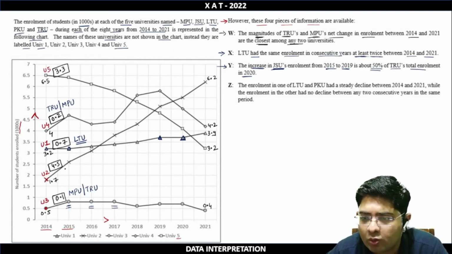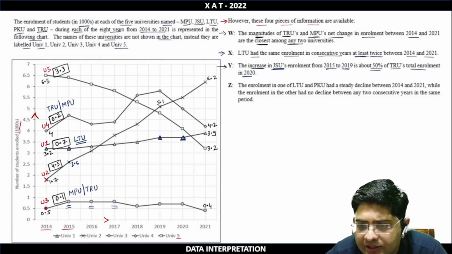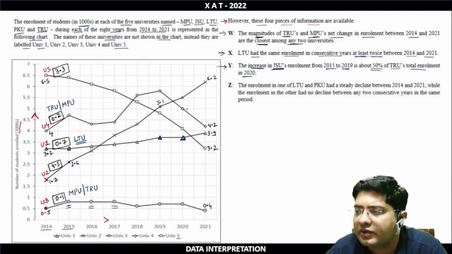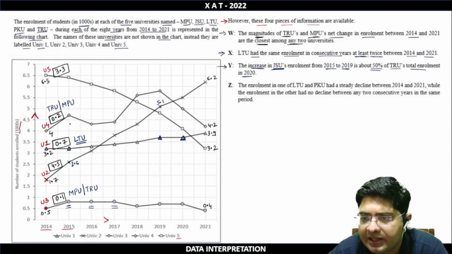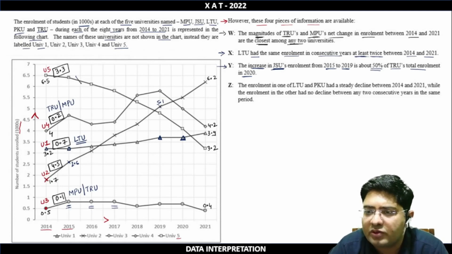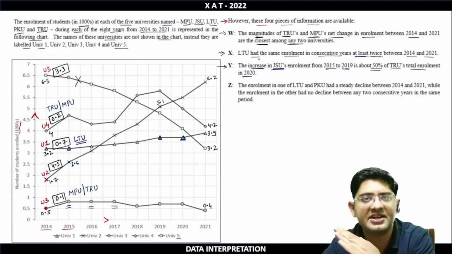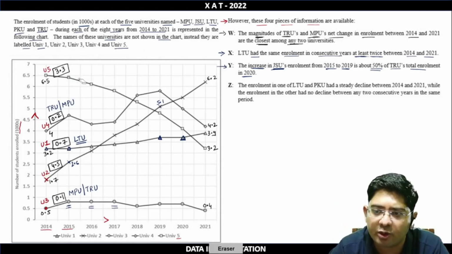Look at University 2. If we see from 15, this is 15, okay, so this is 2.6, and it goes till 2019, that is 5.1. Now the next one is University 5. University 5 cannot be JSU because its enrollment is decreasing, and here we need to see an increase from 15 to 19. So I will not check University 5.